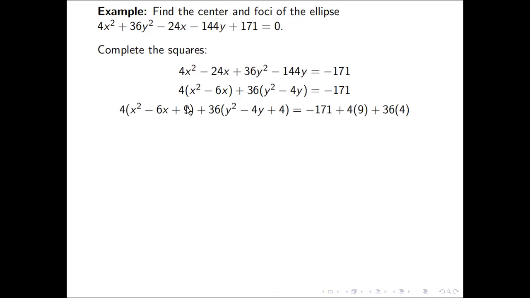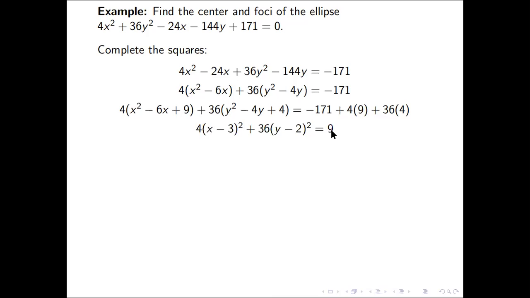So we add 9 to this one. So divide this by 2 and square. Divide this by 2 and square, so add 4. And then what you add to the left, you also add to the right. But don't forget, you have to distribute the 4 and the 36. So you have to add 4 times 9 and 36 times 4 to the right-hand side. Again, 4 times 9 and 36 times 4 to balance the equation. So we have, upon factorization, 4 times x minus 3 squared plus 36 times y minus 2 squared equals 9. So this 9 is this one, if simplified.